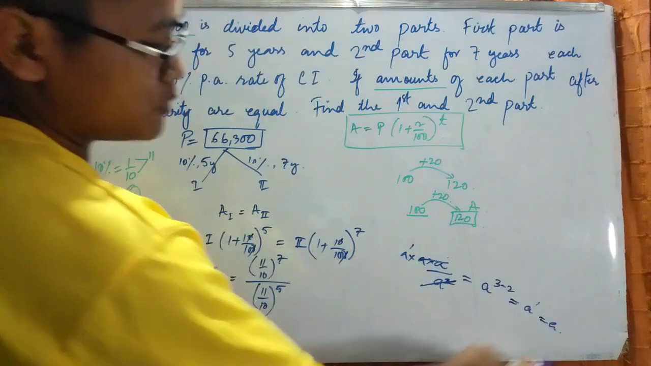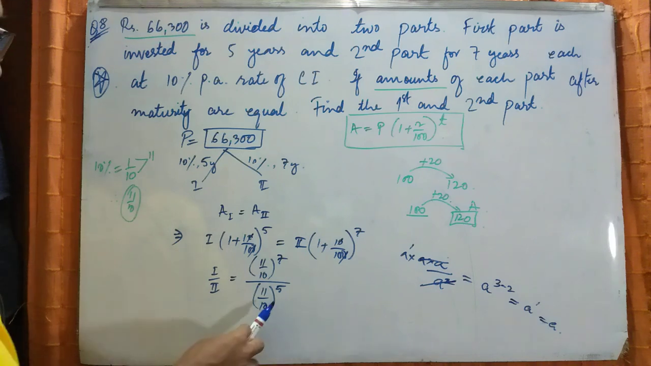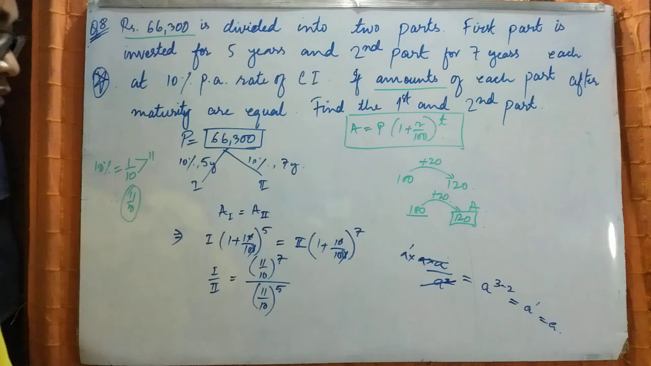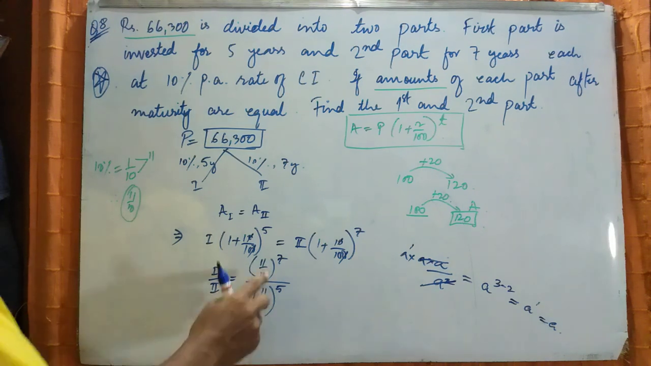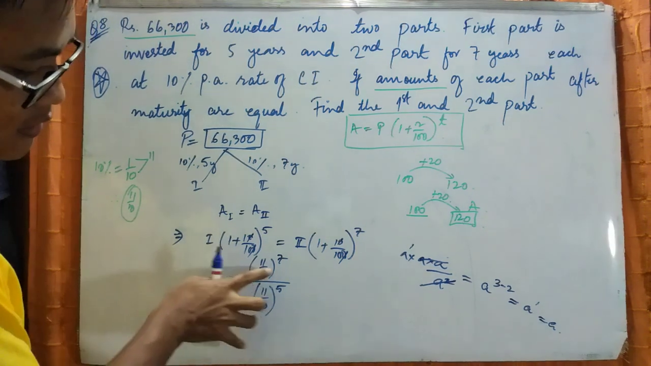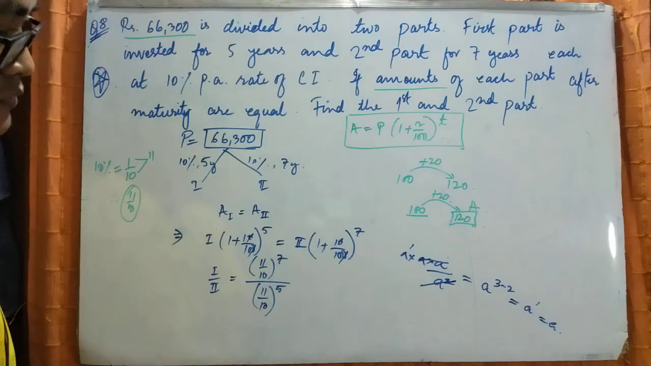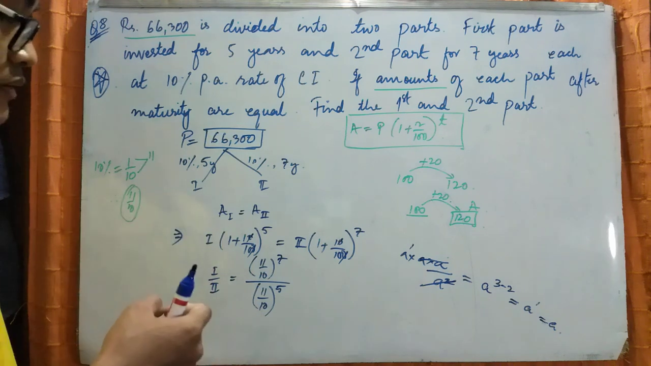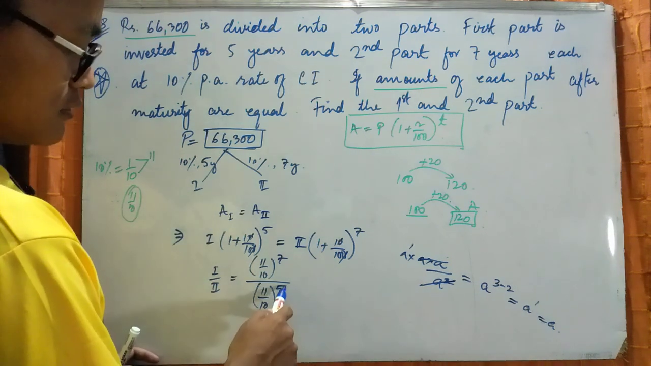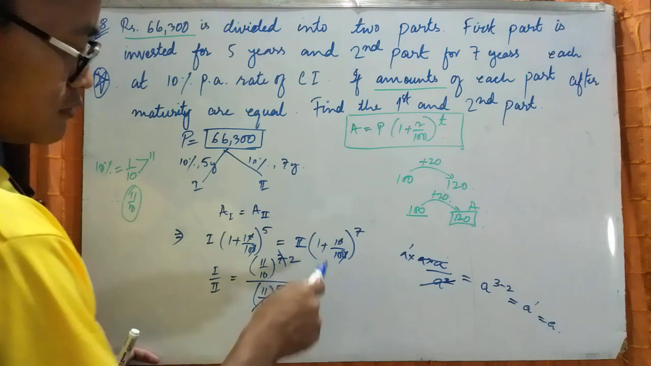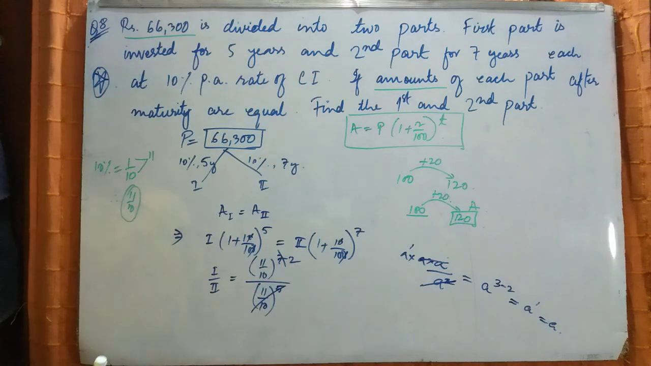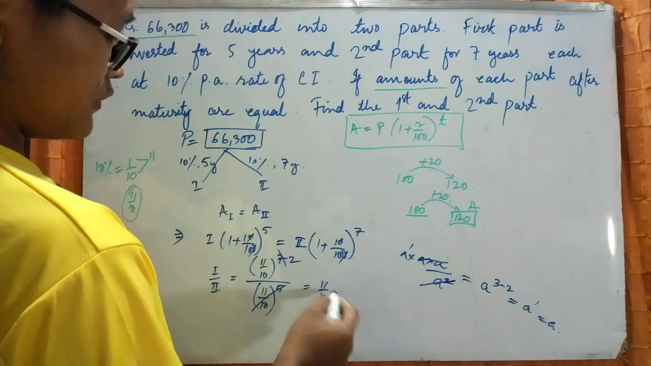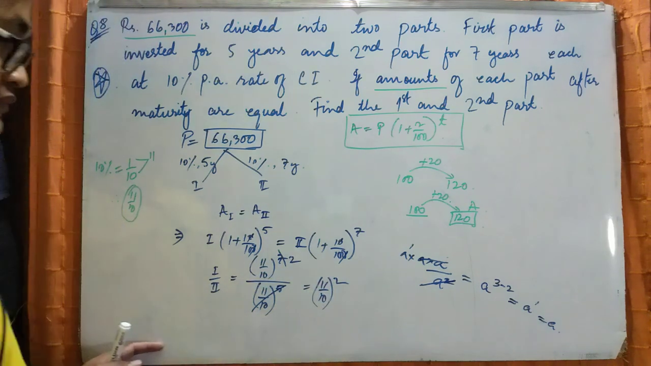Similarly, a to the power b divided by a to the power c gives a to the power b minus c. So 7 minus 5 is 2. That means 11 by 10 to the power 2.